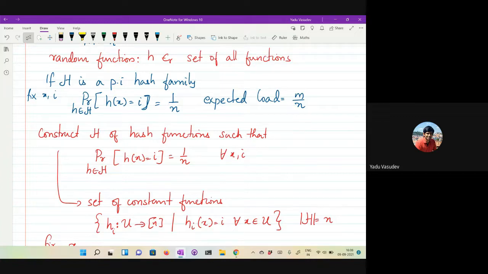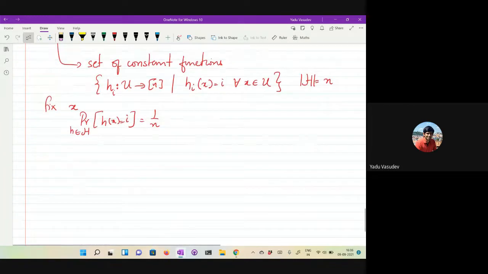The problem comes when we try to look at the maximum load. What can you say about the maximum load, and whether it is small or large? That is where the analysis is going to differ. Any questions so far?